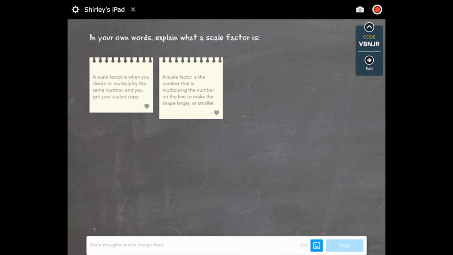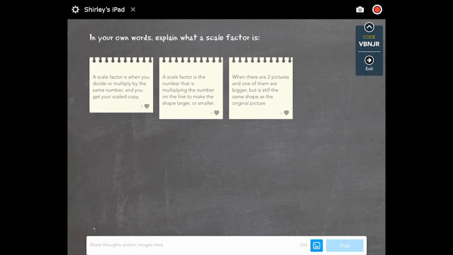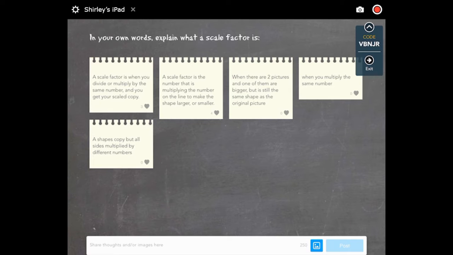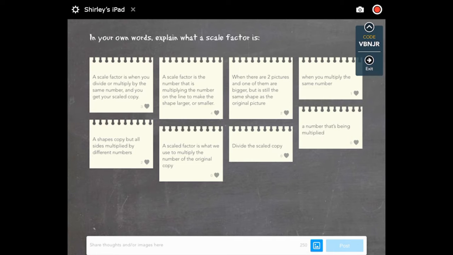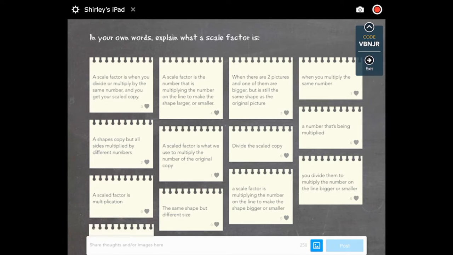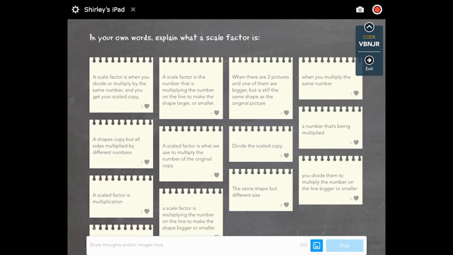Perfect definitions. That is exactly correct. Your scale factor is the number that is multiplying the number on the line to make the shape larger or smaller. So your scale factor is what you're changing your original copy by to make it bigger or to make it smaller. What we use to multiply the number of the original copy. Perfect explanations. You divide the scale and the original to find the scale factor. Awesome.